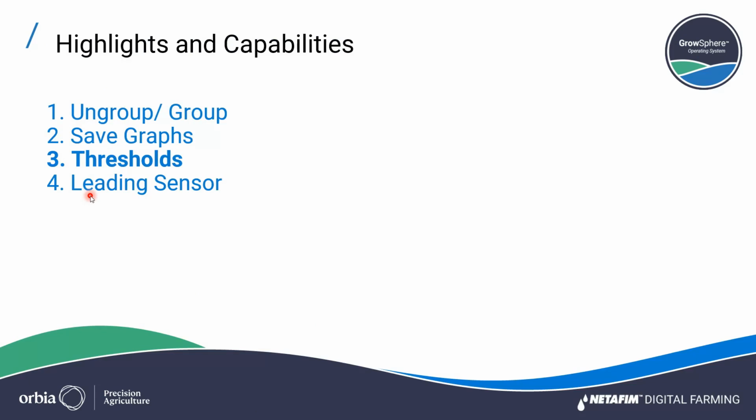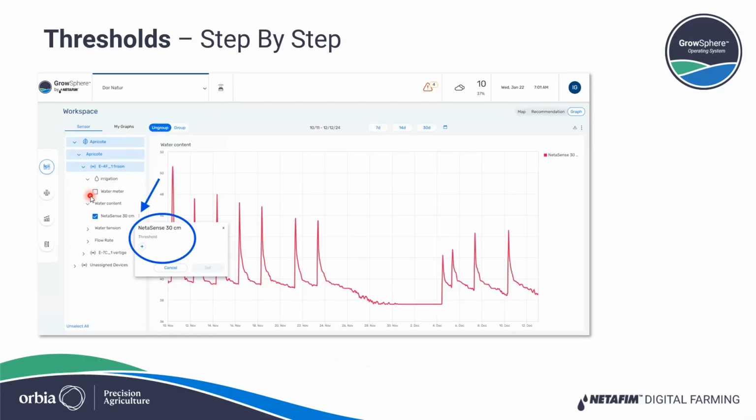Now, as for the threshold, the range that you wish to stay in between the lines, you can create your own threshold for each one of the sensors. First, you go to the tree where the sensor is, where you can choose the sensor. I chose the Netasense at 30 centimeters. I found it is the most representative, and this one I want to create a threshold for.